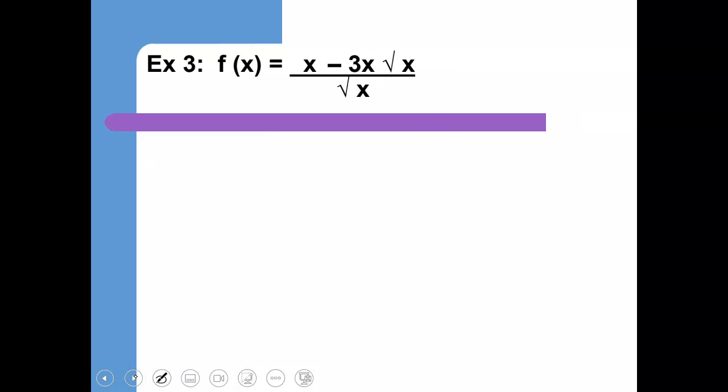Anytime you have a square root, you want to think of it as writing it as the 1/2 power. You also want to look at the denominator. And yes, this is a function over a function. But what's different about example 3 than we had in examples 1 and 2? Example 3, my denominator is what? It is a monomial. It is a single term.